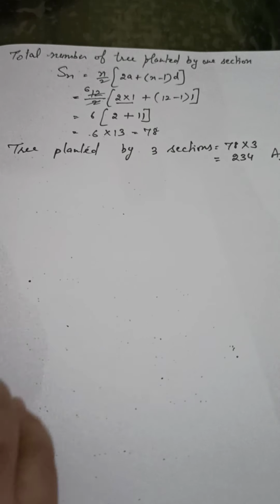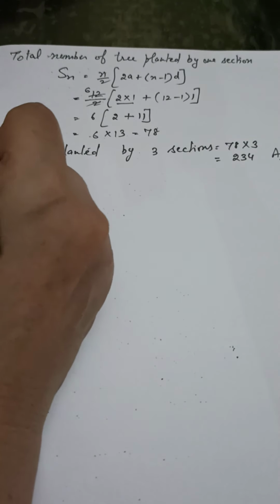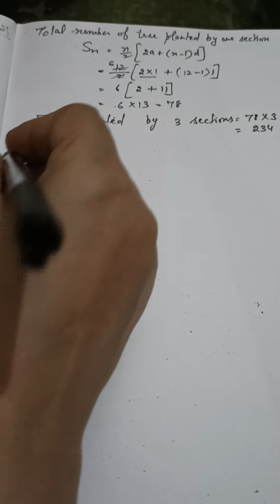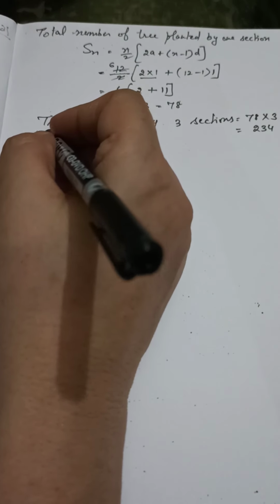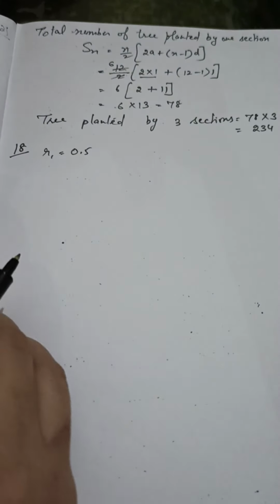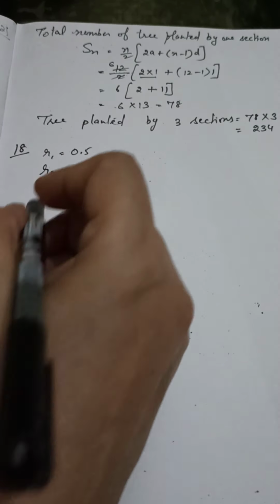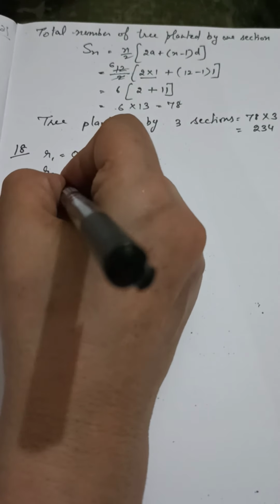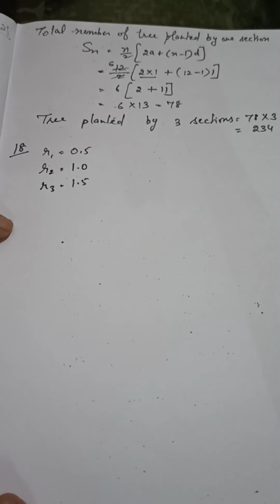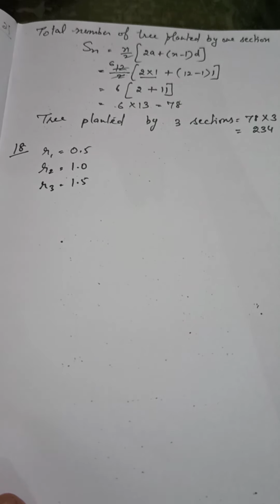Now next, sum number 18. In sum number 18, a spiral figure is given to you. Spiral made up of successive semicircles. R1 is given, R2 is given. R1 is equal to 0.5, R2 is equal to 1, then R3 is equal to 1.5. It means it is an AP because the difference is same here.